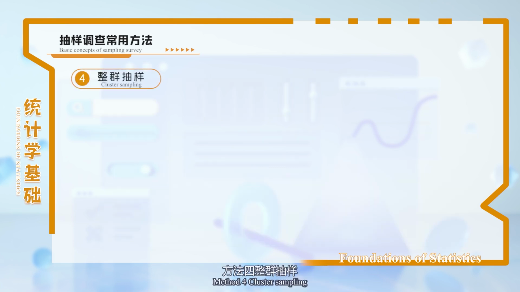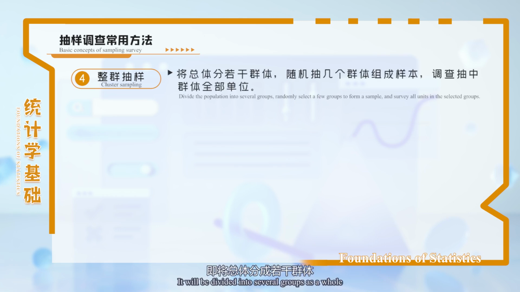Method 4 is cluster sampling. The population is divided into several groups as a whole. We're taking random samples of the groups that make up the population. Then conduct a survey of all units of the selected groups.